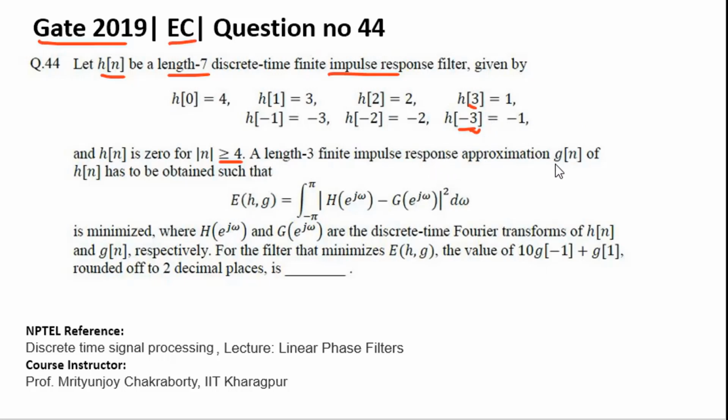Also, you are given a g of n, which is a length 3 approximation of this h of n, such that the condition E of h of g, which is the integral from -pi to pi of the magnitude of H of e to the j omega minus G of e to the j omega, squared, is minimum, where H of e to the j omega and G of e to the j omega are the discrete time Fourier transforms of h of n and g of n. For this minimization of E of h of g, you need to find the value of 10 times g of -1 plus g of 1.